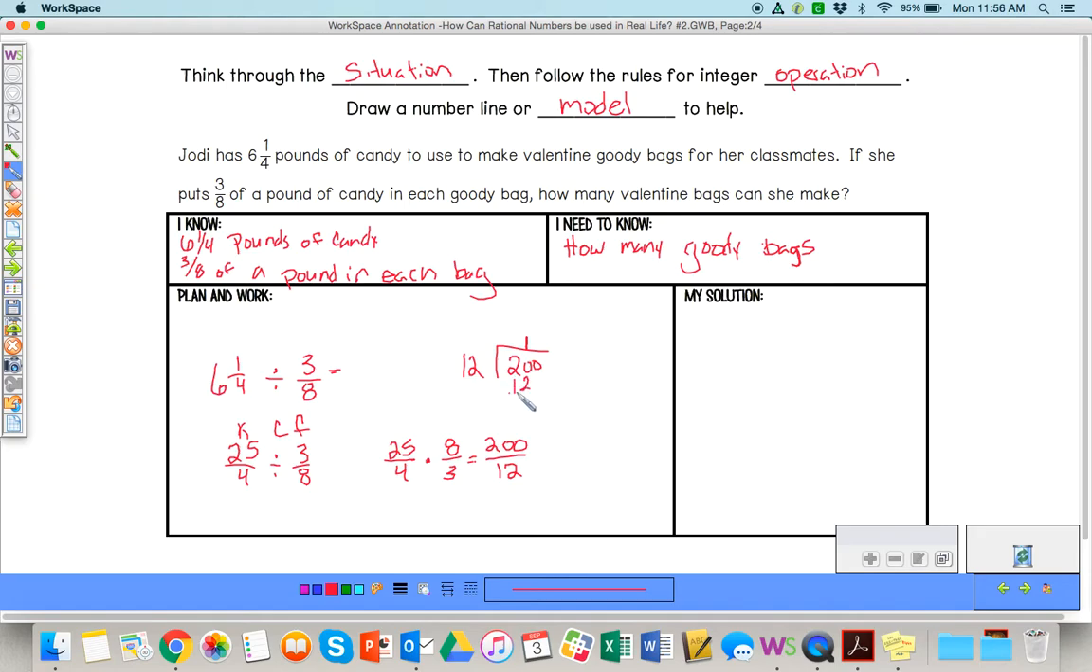That is 12. 8, bring down our 0. How many times can 12 go into 80? It can go in there 6 times. That is 72. And that has 8 left over. So our number is 16 8/12.